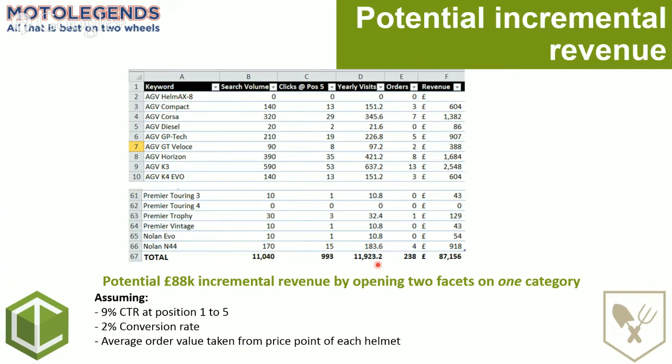If we take just an average AOV and conversion rates, we can see that in essence, if they were to rank for all of these terms at the top of page 1, they could make an extra £88,000 a year in revenue just by opening these 2 facets. I'm not saying that they're definitely going to by doing this, but that gives you an idea of the market, the potential that's there.